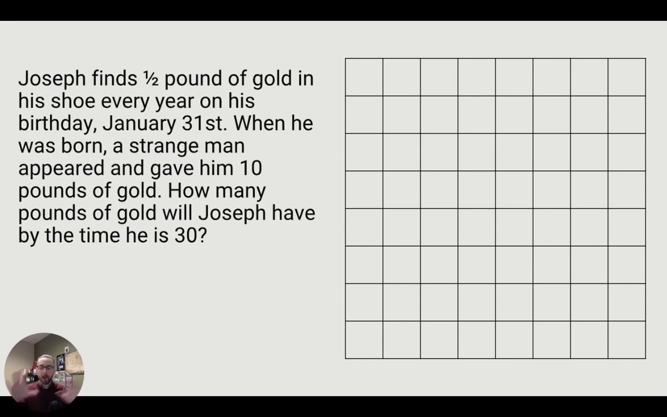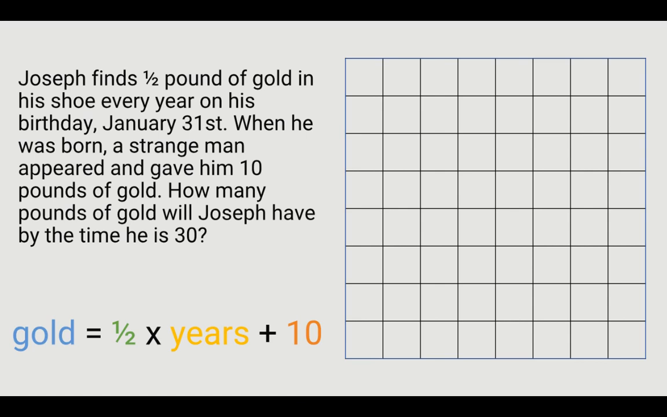So here we have different things, and obviously this is a totally ridiculous scenario, but we have these different pieces. We actually do have 2 variables. Maybe you can see what they are. We have a rate and we have an initial value. So let me display the equation for you so that you can see what I'm talking about. Okay, so here's the equation. Gold equals 1/2 times years plus 10.